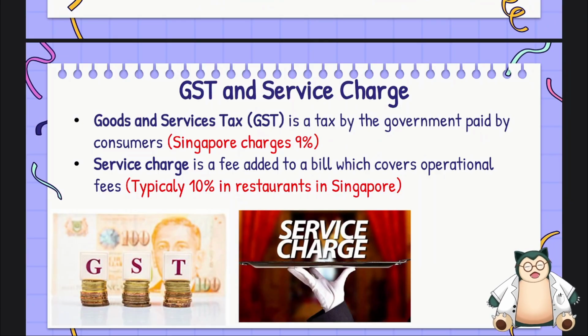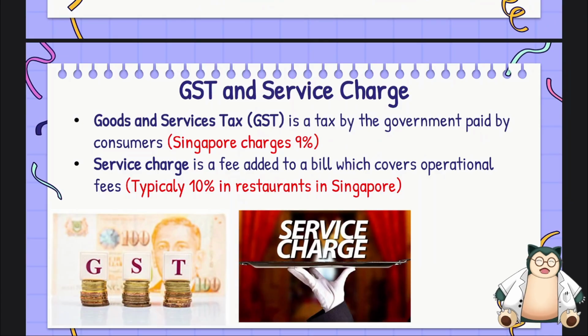Now, service charge, on the other hand, is different. When you dine out in a restaurant, this fee is added to the bill, which covers the operation fees, maybe the waiter, the chef, and typically it's about 10% in restaurants in Singapore. Of course, overseas they may have tips and different charging models, but in the Singapore context, normally 10% for service charge and 9% for goods and services tax. But normally it'll be given in the question, so you don't need to remember these numbers specifically.